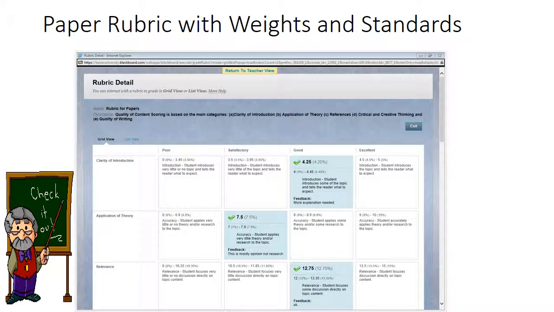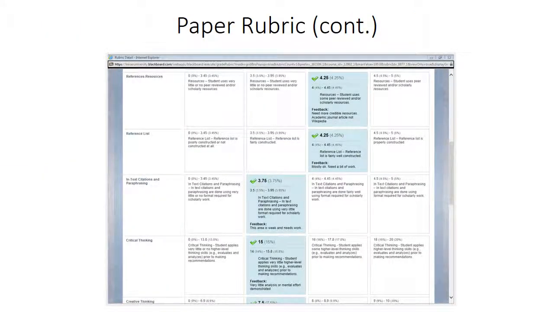The second category is application of theory. Here the paper reached a satisfactory level with a score of 7.6, and the response was this was mostly opinion, not research. The requirement was that the student apply theory and research to the topic that's being discussed in the paper, and that was not done at a very good level. Satisfactory, there was some, but there wasn't enough. Third category, relevance, is what's written in the paper relevant to the subject matter, or is it wandering around? Then we move on to the next set of categories.